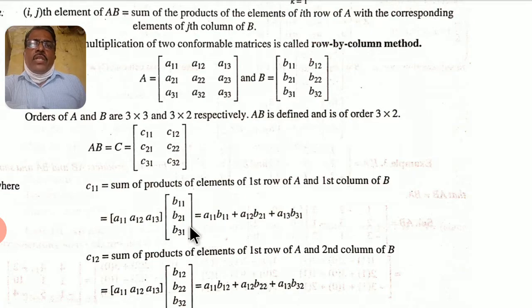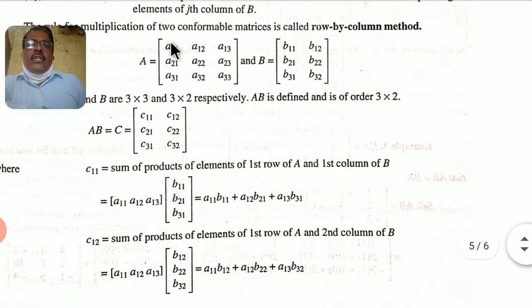Okay, simple. The first element of the row is multiplied with the first element of the column, the second element of the row is multiplied with the second element of the column, and the third element of the row is multiplied with the third element of the column. Very, very simple. So that is A11 B11 plus A12 B21 plus A13 B31. And this is the first element of the first row.